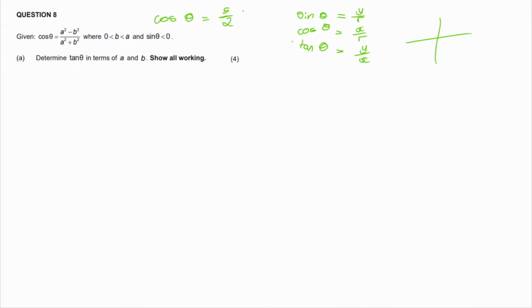Okay, so cos, we know that this will be our x and this will be our radius. And sine is negative, so then we have to be in this quadrant over here. So we know this will be 5 and this will be 2. This isn't possible, what I gave here, because your radius has to be bigger. But I hope you get the point.